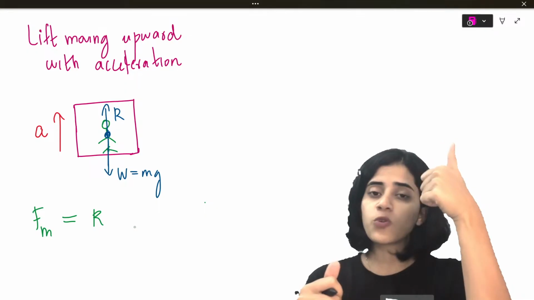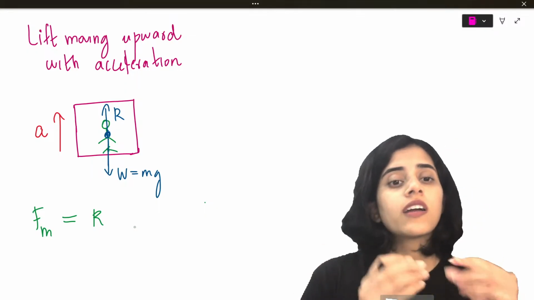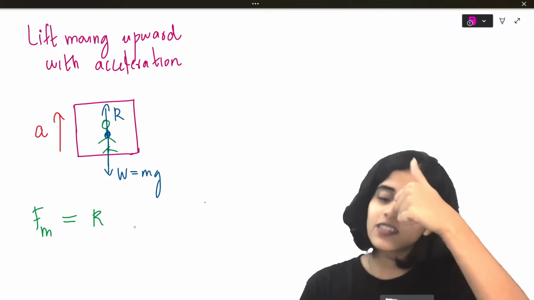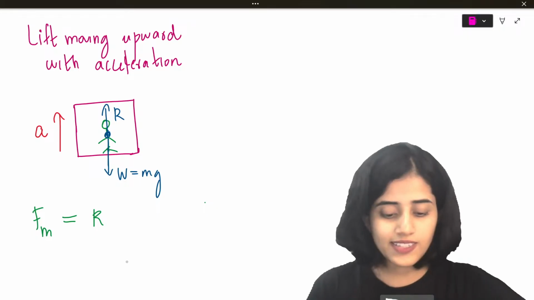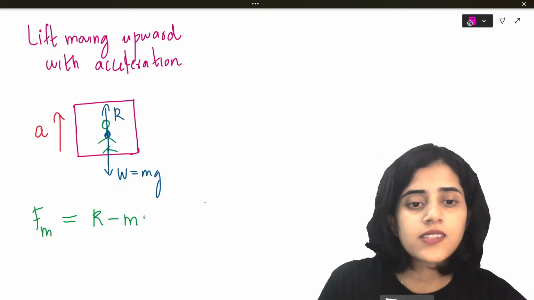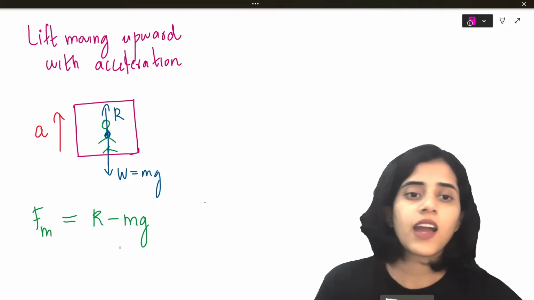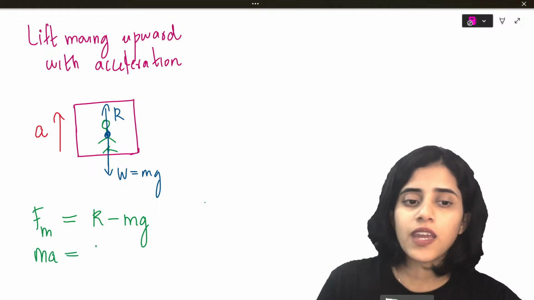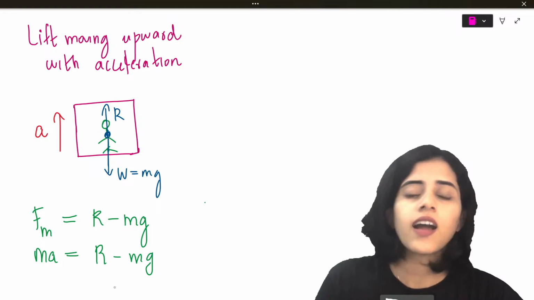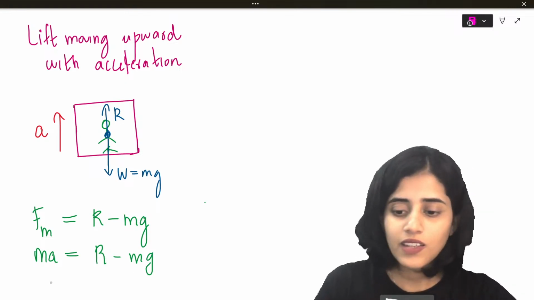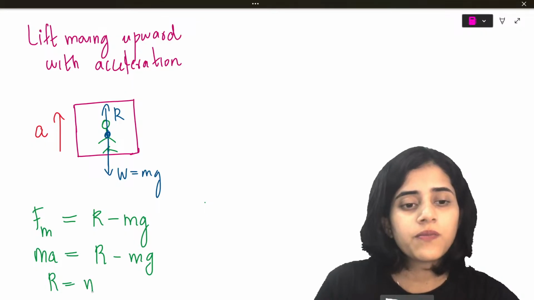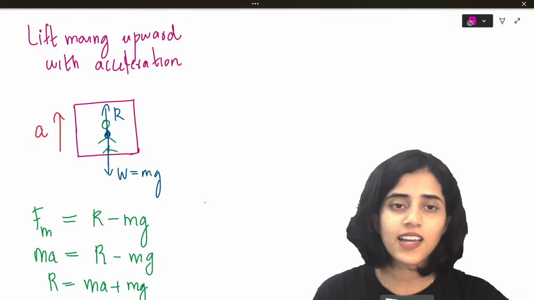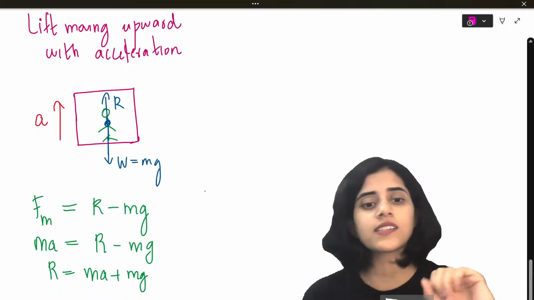So here lift is moving up with an upward acceleration. So the normal reaction R is what you should take first because R is the force in the direction of the acceleration. So obviously net force is R minus mg. Force, again Newton's second law, force is equal to ma. ma is equal to R minus mg. How will I find R? R is equal to ma plus mg.